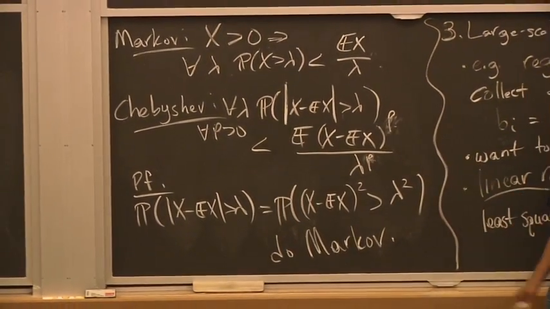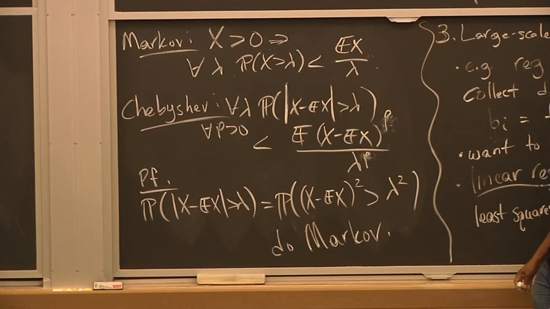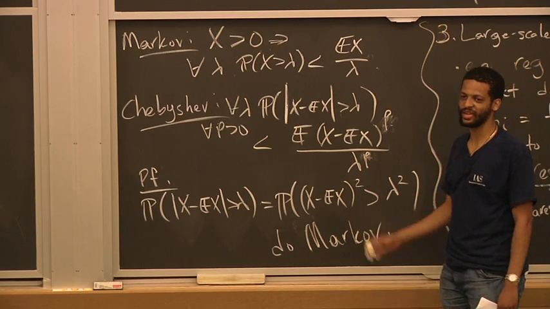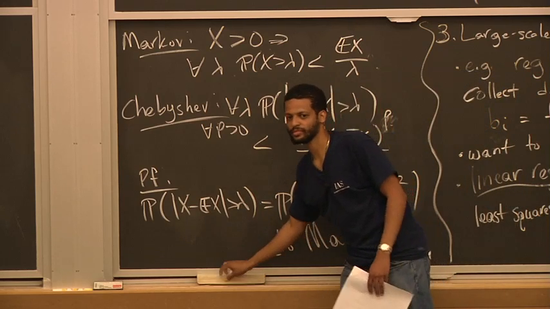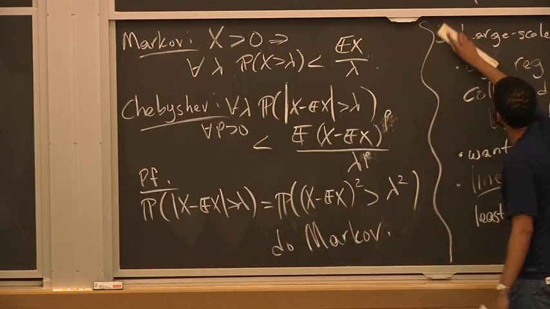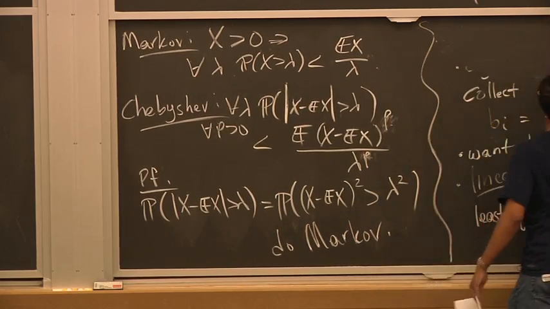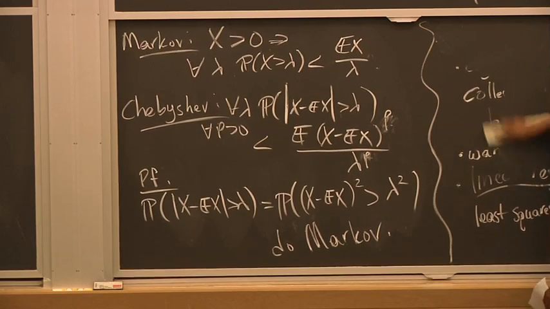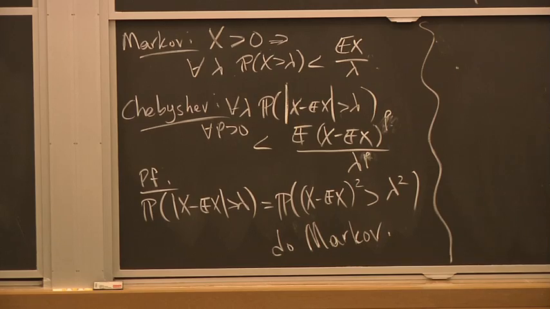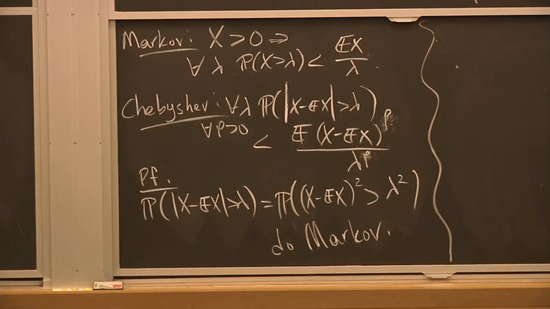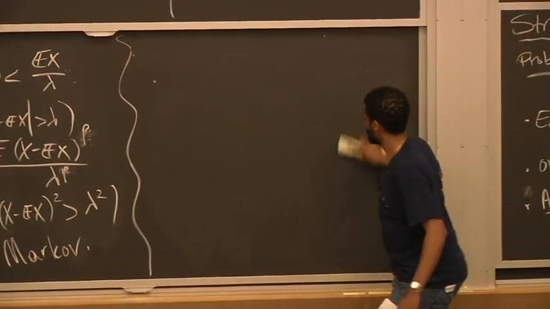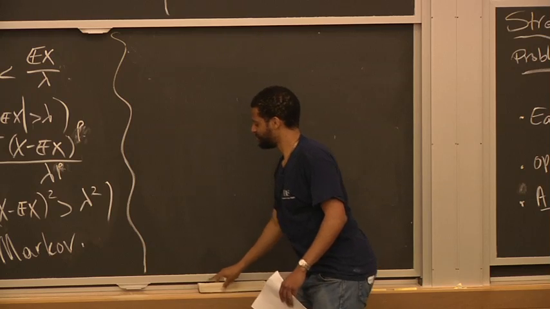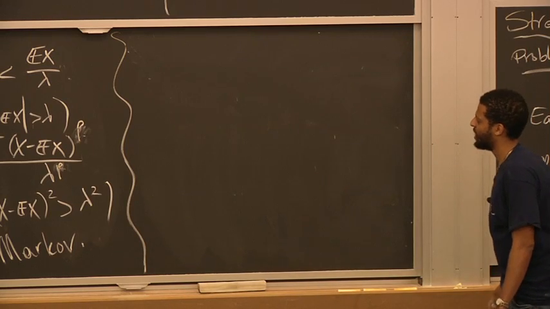So I can take higher moments. I don't have to take the second moment, right? So this thing, by the way, if P is 2, it's called variance. But we could work with other moments as well, right? Okay, and then there's Chernoff.